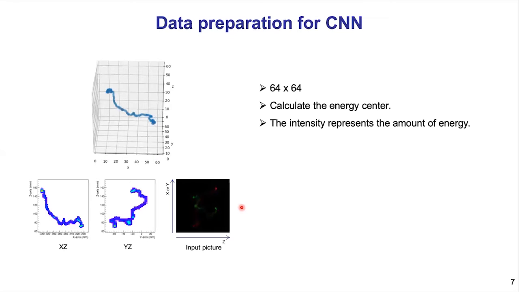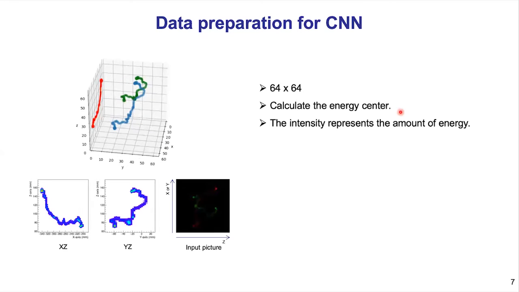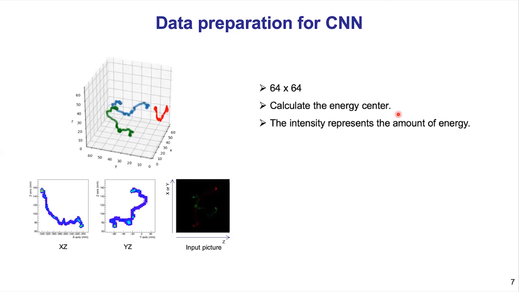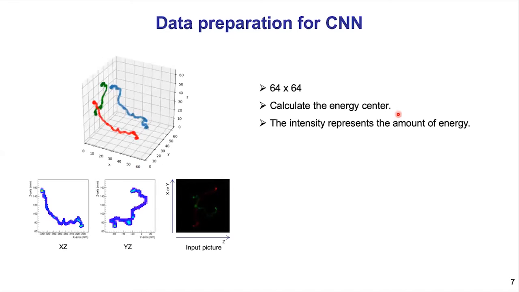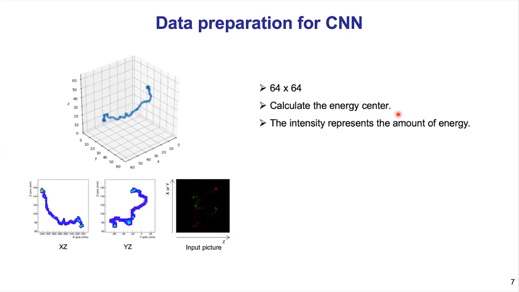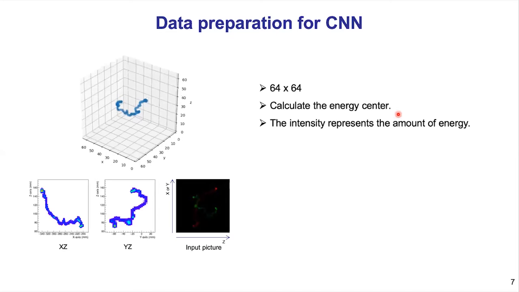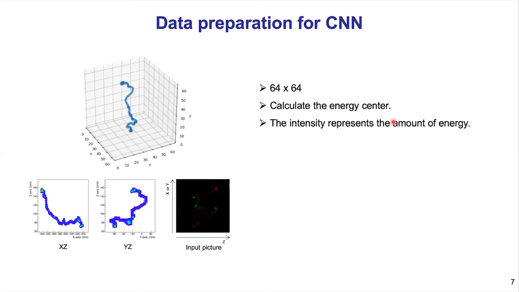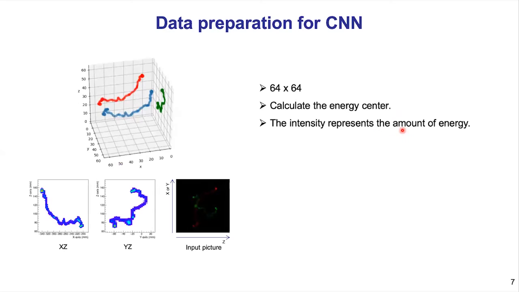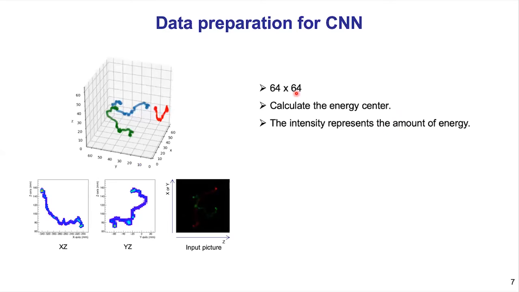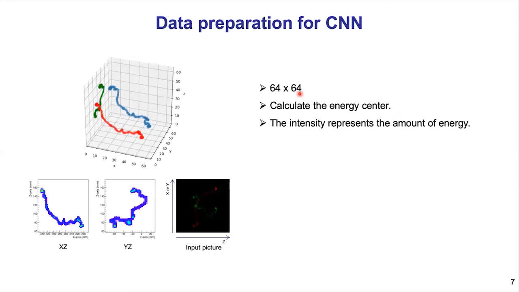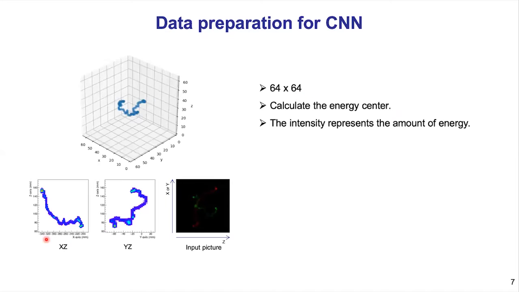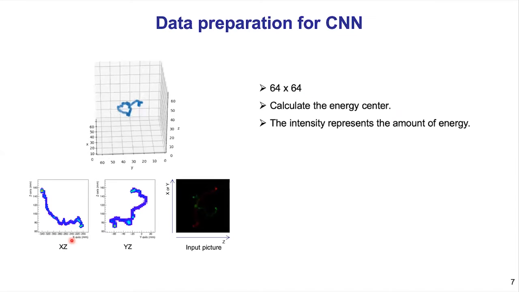We also calculate the energy center and make it the center of our picture to make sure the positions of the two tracks are in line. We use the R channel for indicating the XZ plane and the G channel for the YZ plane. The intensity of the color represents the amount of energy, and our figure is set to 64 multiplied by 64 multiplied by 3 mm beam. As you can see here, the window is big enough for a neutrino-less double beta decay event.